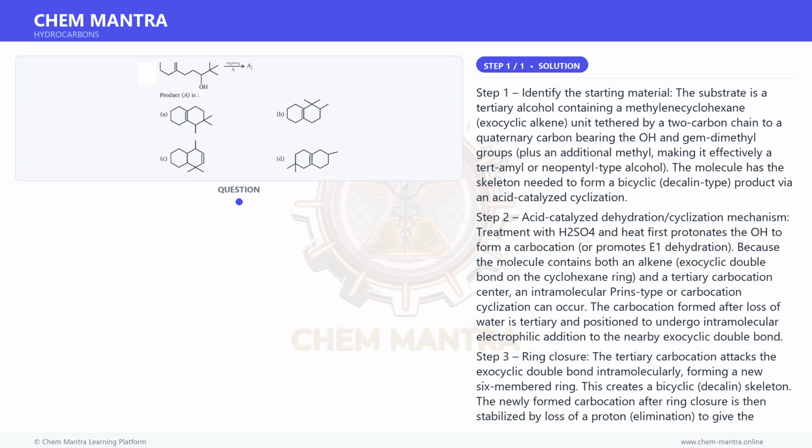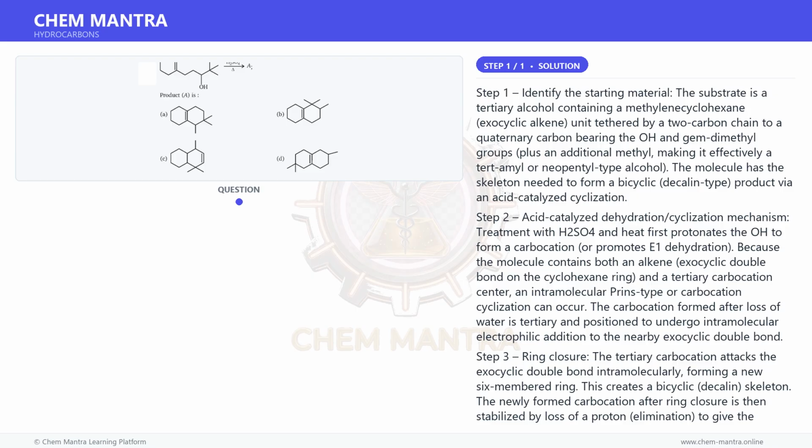The double bond forms between the ring junction region to give the most stable, trisubstituted, alkene, consistent with Zaitsev's rule. This gives a 4,4,5 trimethyl, or equivalent numbering, octahydronaphthalene with the double bond at the ring junction or adjacent position, matching option B.